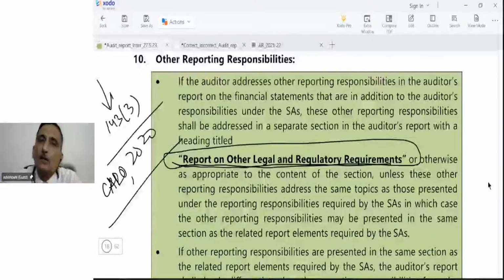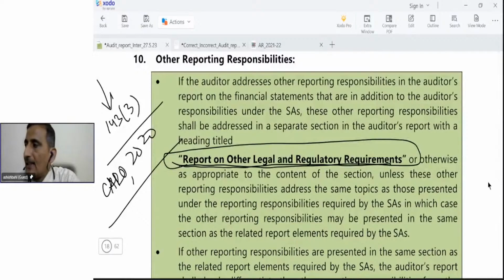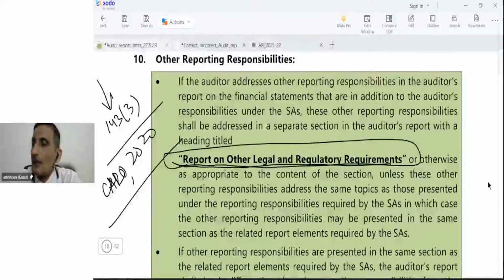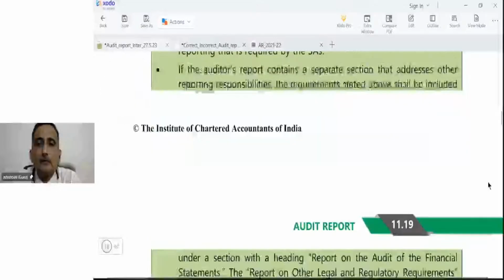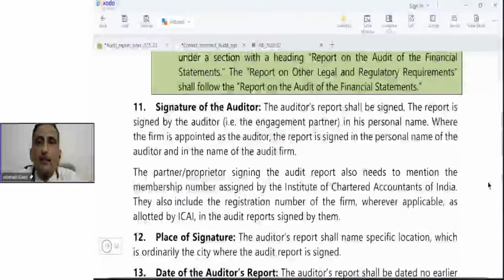Okay, so guys, you remember 143 subsection 3, CARO 2020? Do you remember or have you forgotten? You just did it. So I hope you remember all the clauses, or you would be in the process of remembering.